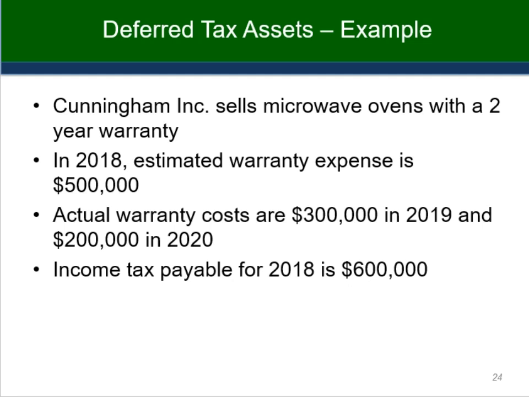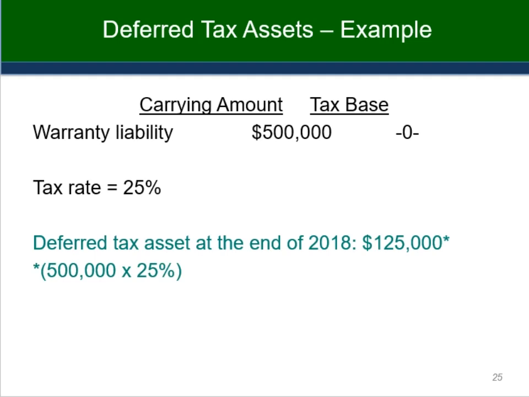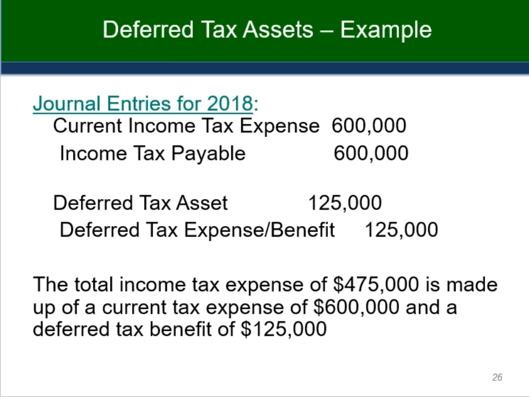So the warranty expense is not deductible in 2018, but it is deductible in 2019 and 2020 as it's paid. So we assume income tax payable for 2018 is $600,000 before accounting for this deferred tax amount. The warranty liability is something that's going to be deductible in the future, so it's a deductible temporary difference. And so $500,000 at 25%, we set up a deferred tax asset of $125,000 in 2018, which is 500,000 times 25%. And then when it reverses, we'll reverse that amount.